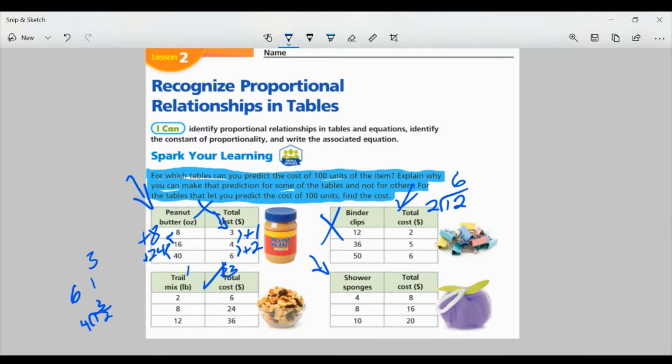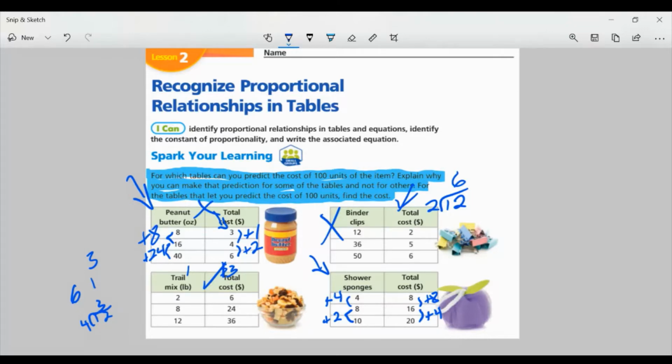4 shower sponges is $8. For 8 of them, we're looking at $16, and for 10, we're looking at $20. Now, if we look at how much they increase, just looking at the tables, this is an increase of 4. From 8 to 10, we're looking at an increase of 2. On the right side, I have an increase from 8 to 16. That's an increase of 8. From 16 to 20, that's an increase of 4.